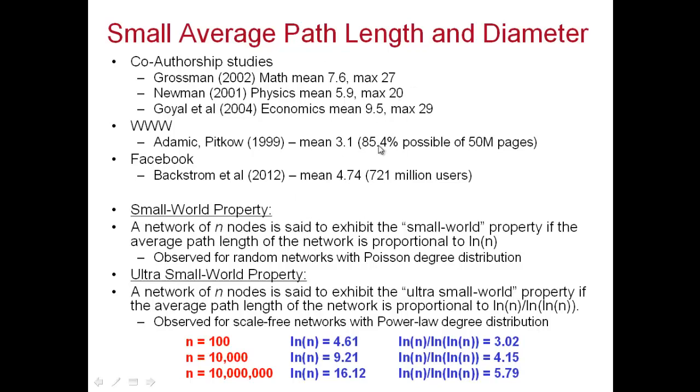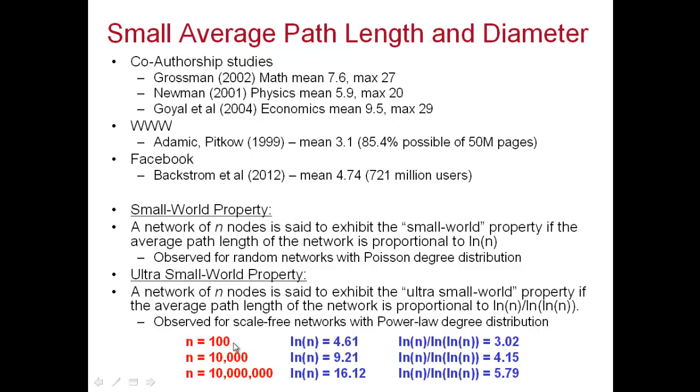Now, again, the diameter is like a worst case path length between any two nodes, but on average, what's the path length that is captured by the average path length? Now, we can say a real world network is exhibiting a small world property if, for a network of n vertices, the average path length is proportional to log n. This is the natural logarithm of n, so log to the base e of n. So if n is 100, log n to the base e is 4.61.